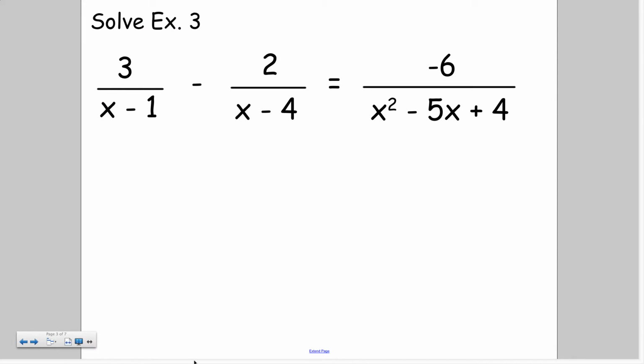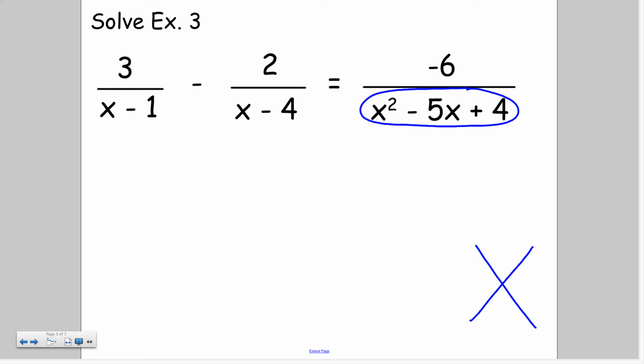Example 3 should be a little easier to recognize. If you look in your denominator, you have x minus 1, x minus 4, and then you have this big trinomial. In my opinion, this one is much easier to recognize that it needs to be factored before you can get your common denominators. It is a trinomial. You see x squared and x and a constant. So I know that I can use the x method.